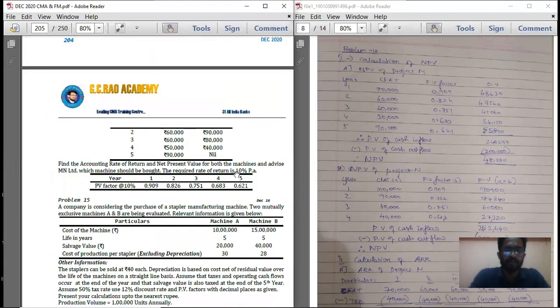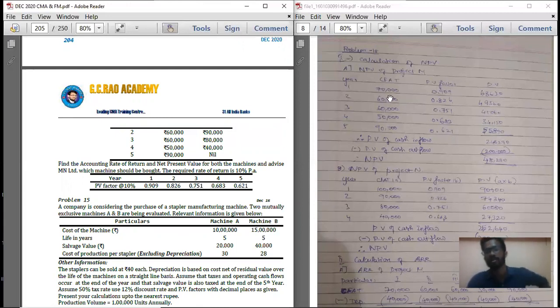Here they have given that the required rate of return is 10%. So we should take the PV factor at the rate of 10% for all 5 years. In the question itself, they have directly given the PV factor at 10% for all 5 years. So copy this. For the first year they have given 0.909. For the second year record 0.826. Third year 0.751. Fourth year 0.683. Fifth year 0.621.